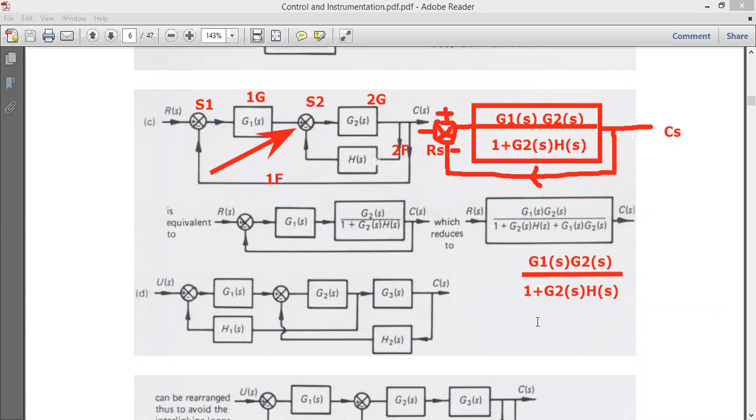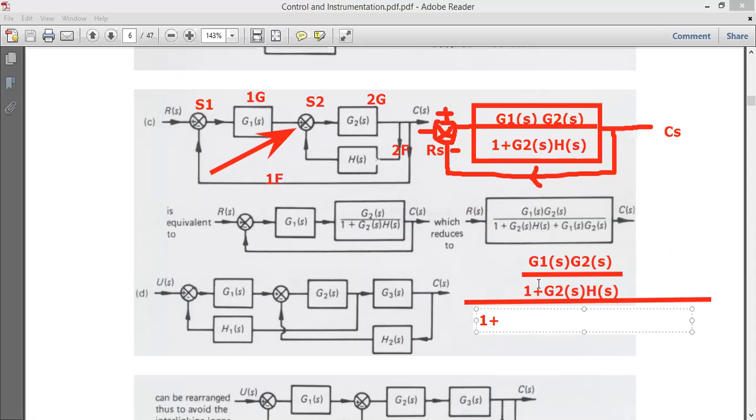So the G block divided by 1 plus G block, right? So here 1, I will write 1. What does the arrow say? It is minus, so it becomes plus. So 1 plus G block, right?